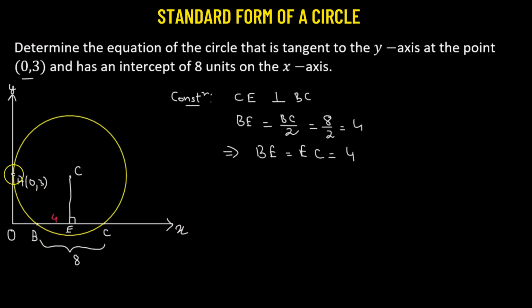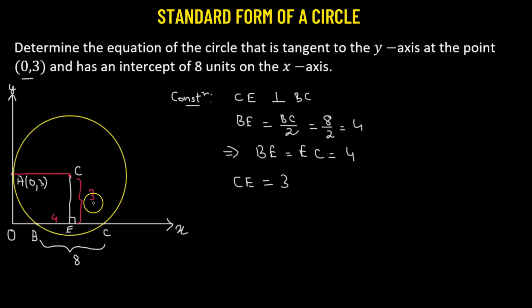Now since the circle touches the y-axis at point (0, 3), if we draw a line from the center that is perpendicular to the y-axis, or perpendicular to the tangent, then it immediately tells us that the length of CE, this height, is going to be exactly equal to 3 units. Fine. So we get this information as well. So the length of CE is equal to 3 units.